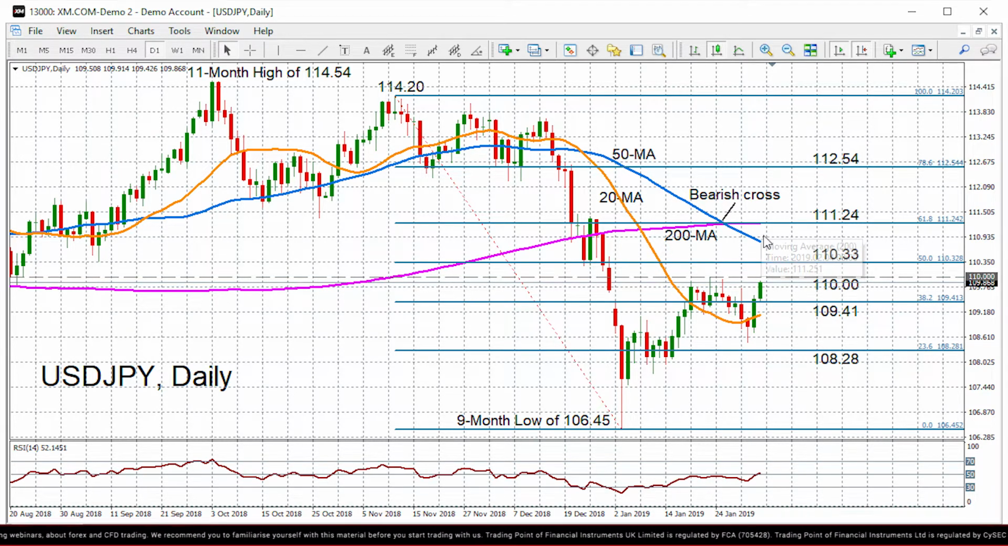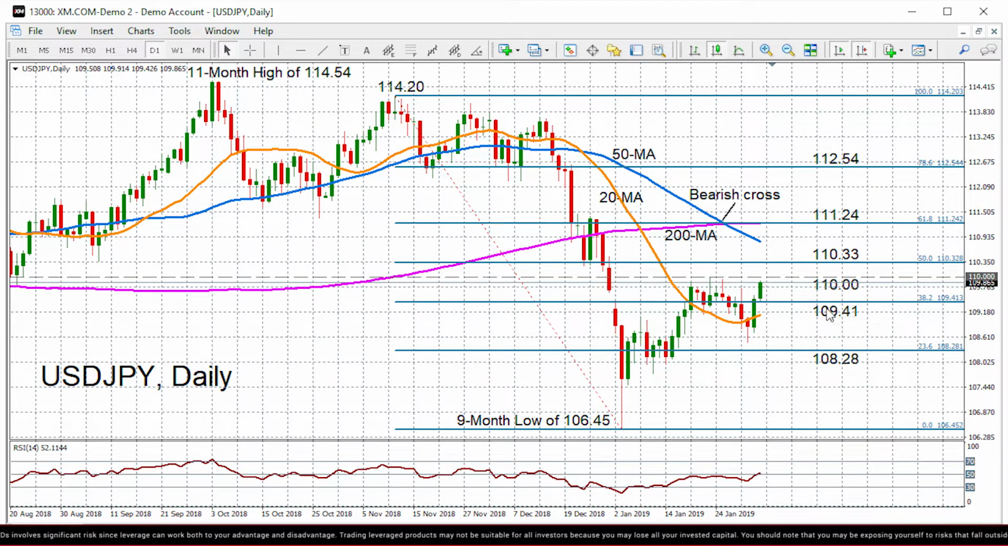However, if the pair is able to break above the 50-day moving average and then successfully overcome the 61.8% Fibonacci at 111.24, that could then shift the medium-term outlook back to a more bullish one. And then above that, the 112.50 area would become the next target.